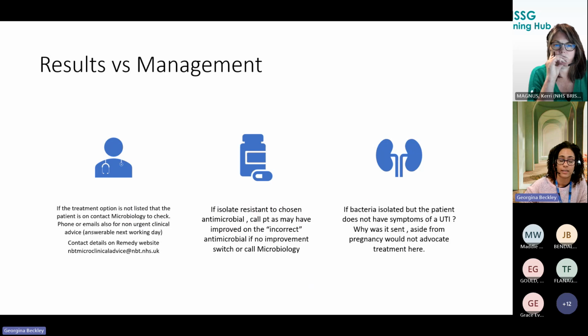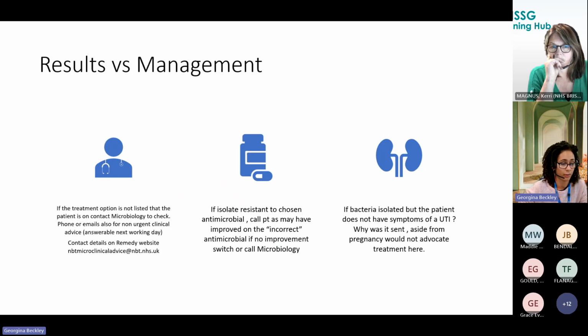So results versus management, and what I mean by this is when you get a result, how do you manage it, and what the pathway or algorithm is. This is a very straightforward, practical way of thinking about it. And I'm sure you're all very aware, if the treatment option is not listed that the patient's on, you can obviously give us a call, and we also have an email for non-urgent queries.